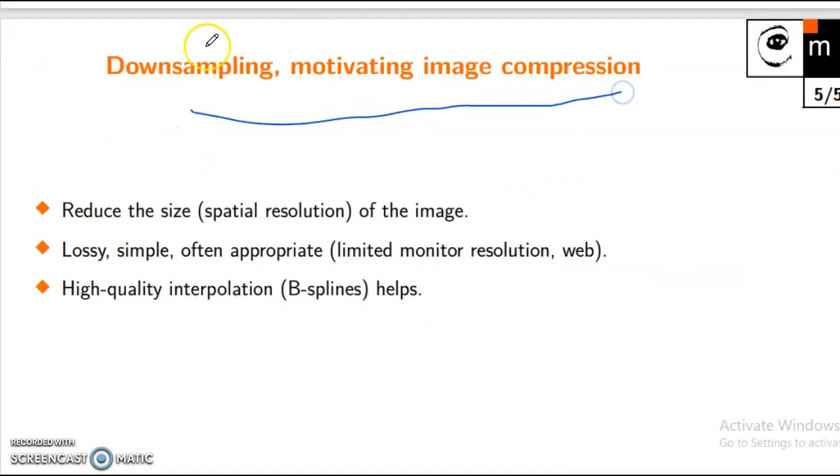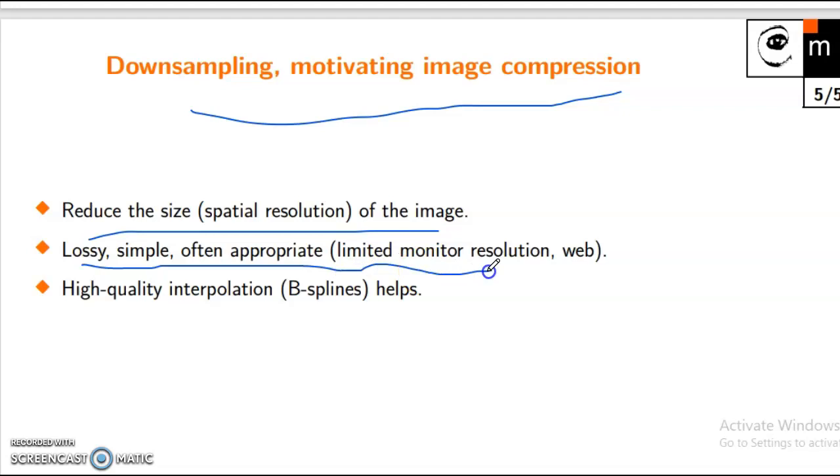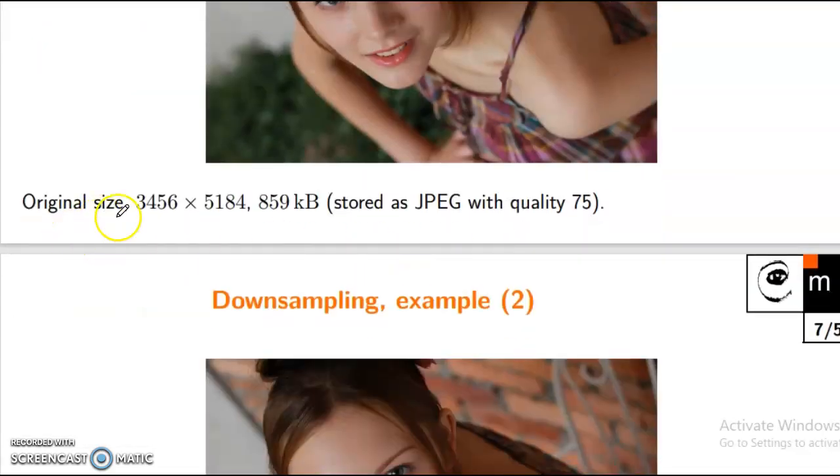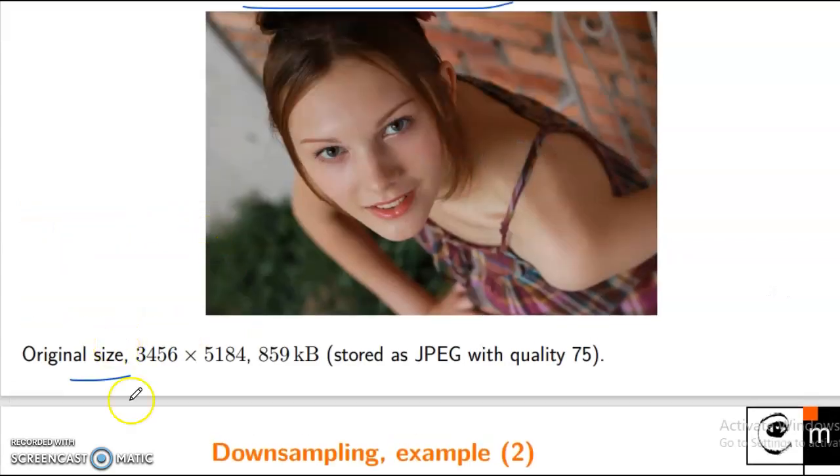Downsampling motivation, image compression. Reduce the size, the spatial resolution of the image. Lossy, simple, often appropriate. Limited monitor resolution, with high quality interpolation. Downsampling example. Original size 3456 by 5184, 859 KB, stored in JPEG with quality 75.